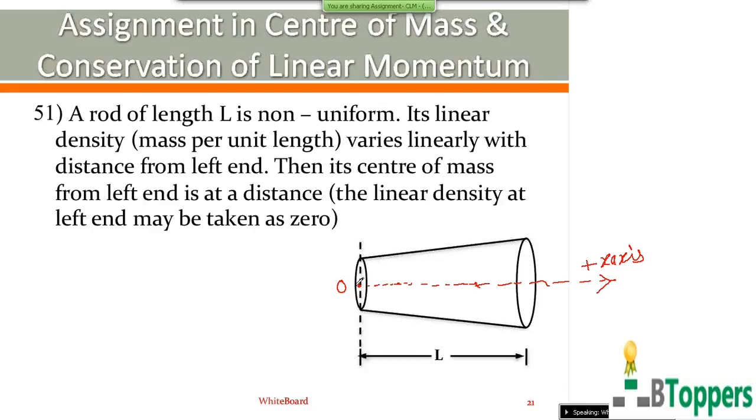So at the left end, linear density is 0. So linear density, meaning mass per unit length of the rod, is proportional to the distance x from the left end. So you can put a constant of proportionality. You can write mu equal to some constant, denote it by c, suppose, or k, into x. Let us consider a small element of the rod with infinitesimally small thickness dx.